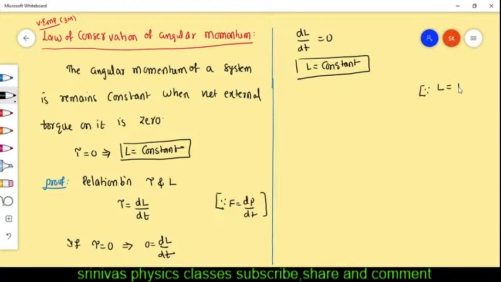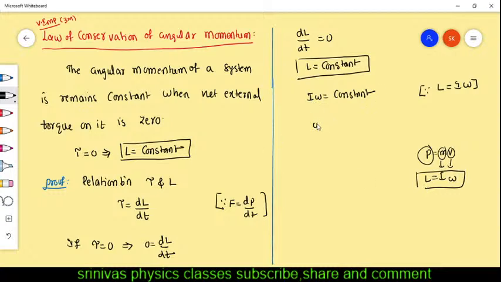And L is equal to I omega, we know. Then we write I omega is constant. Is it correct? From this, because L is equal to I omega, just like P equals mv. The linear momentum formula is mass into velocity, but in the angular momentum formula, instead of mass you get moment of inertia, and instead of velocity you get angular velocity. L is equal to I omega, so I omega is equal to constant.